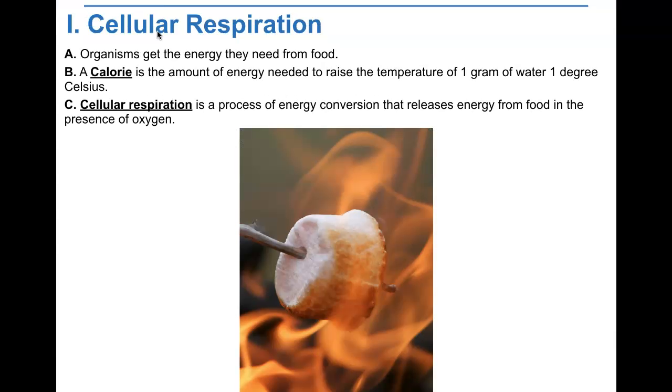Food provides living things with chemical building blocks needed to grow and reproduce. Food molecules contain chemical energy that is released when their chemical bonds are broken down. Organisms get the energy they need from food. How much energy is actually present in food is quite a lot, although it varies with the type of food.